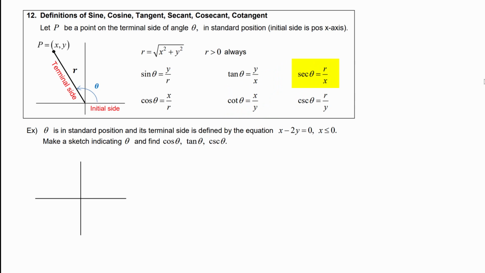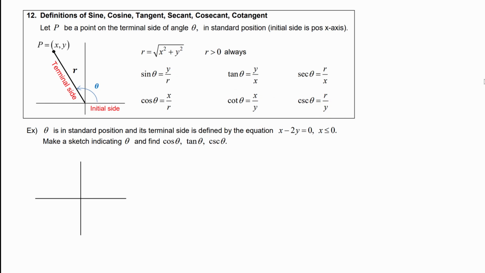Secant theta is 1 over cosine theta, so you can flip the cosine theta and get r over x. Cosecant theta is 1 over sine, so you get the reciprocal of sine theta, which is equal to r over y. So now let's do a problem.